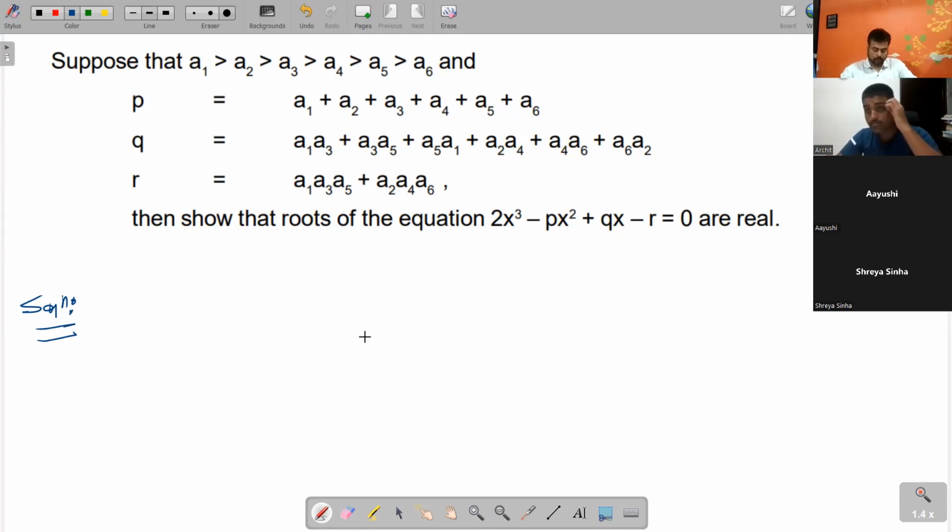Any suggestion that you want to suggest to solve the question? Archit, Ayushi, Shreya.